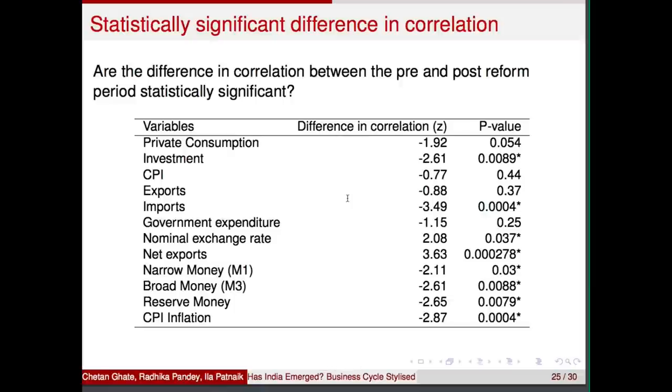So when we test for the statistically significant differences in correlation, we find that for those variables which are driving the business cycle changes from pre to post reform period, their correlation differences between pre to post reform are highly statistically significant. As can be seen, for investment, the difference in correlation is highly significant. Also for imports, the difference in correlation from pre to post reform period is highly significant. For net exports, it is highly significant. For the monetary variables and for inflation, we also find that the difference in correlation from pre to post reform period is highly significant.